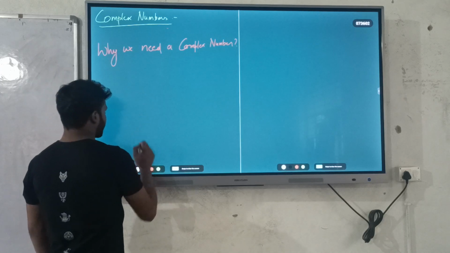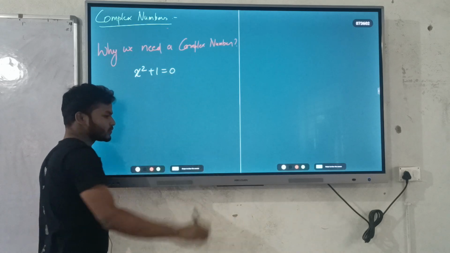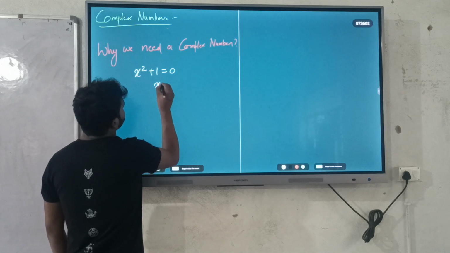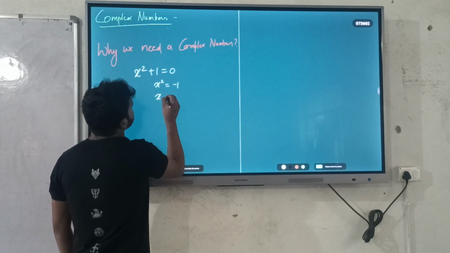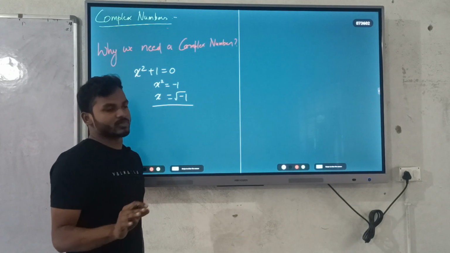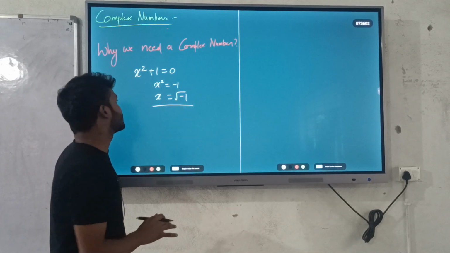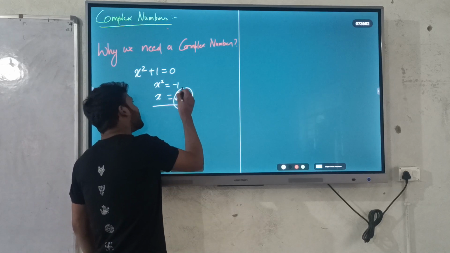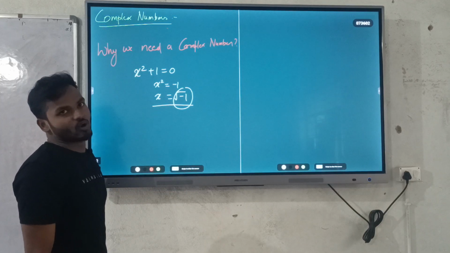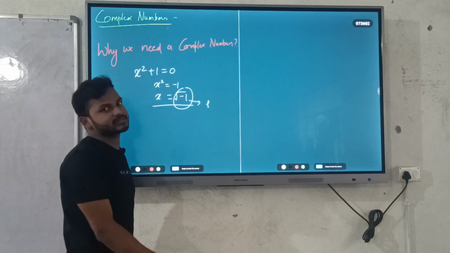So let's consider a polynomial x square plus 1 is equal to 0. If you want to find the root of the polynomial, that is square root of minus 1. What is this number? This number is not a real number because we know that in a square root there must be a positive number. So we need a new number system, an extended number system of R, that is the complex number system, and we denote this number by a symbol i.